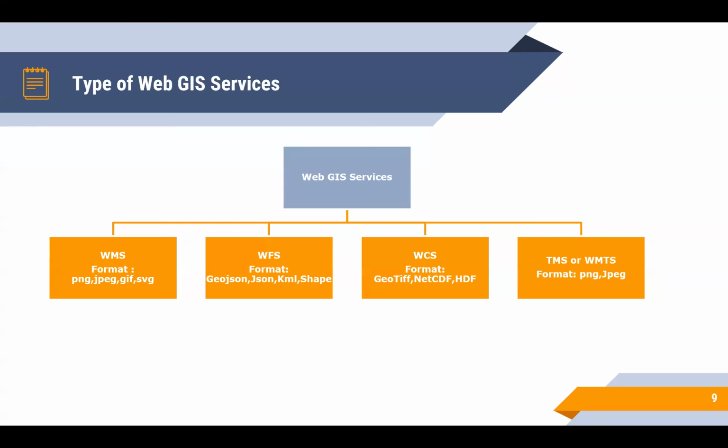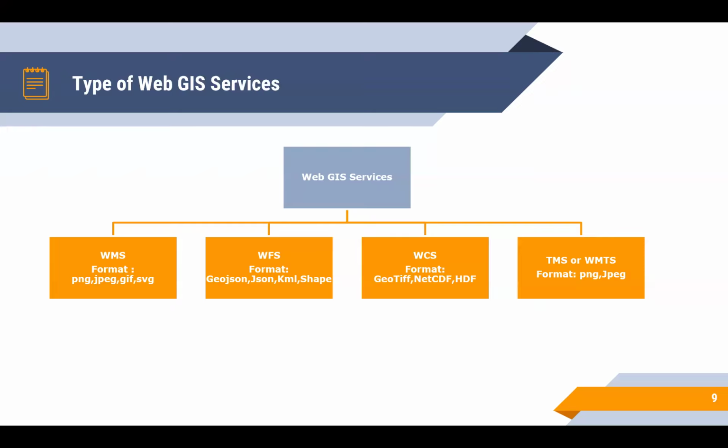Now, WFS, Web Feature Service. When we are talking about the Web Feature Service, then the output of the data is GeoJSON, JSON, KML, shape. Forget about this output, we will discuss that later. Today you need to understand WFS and WMS.